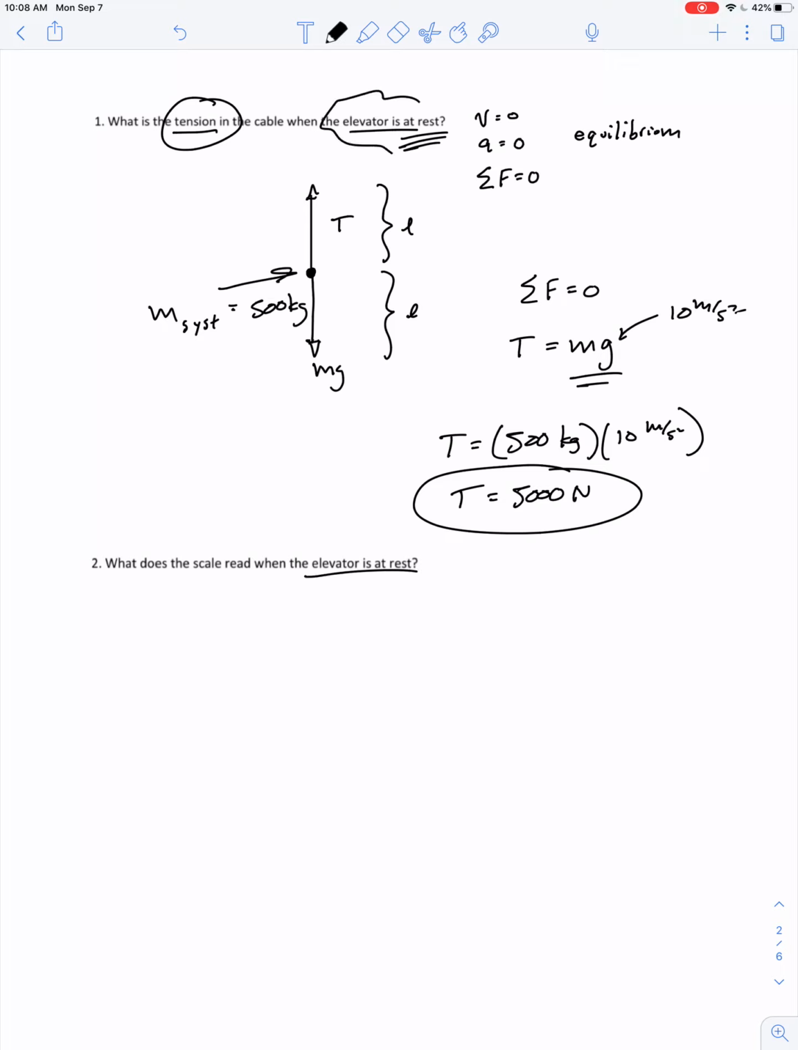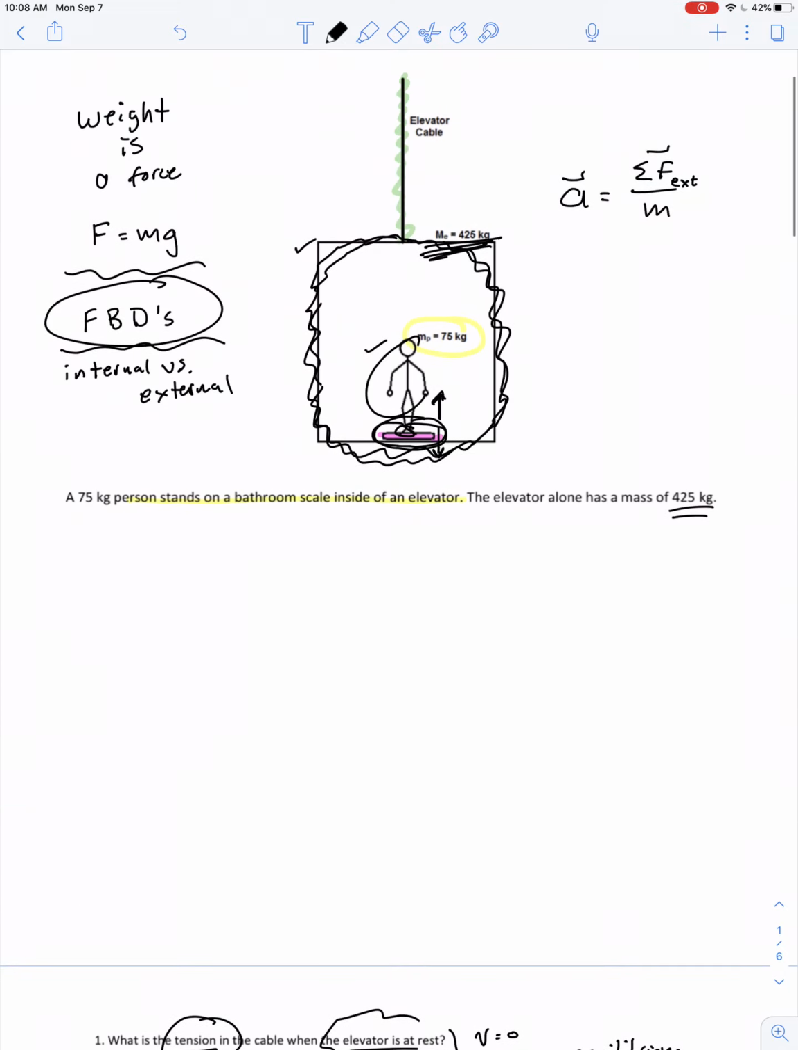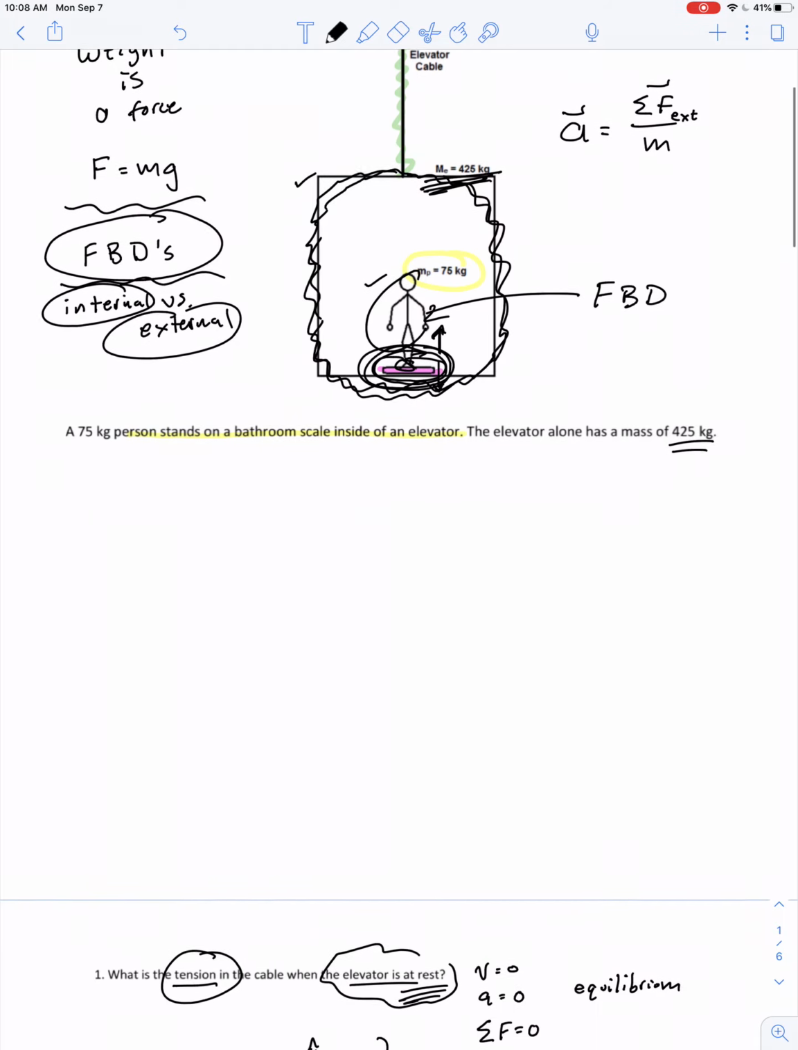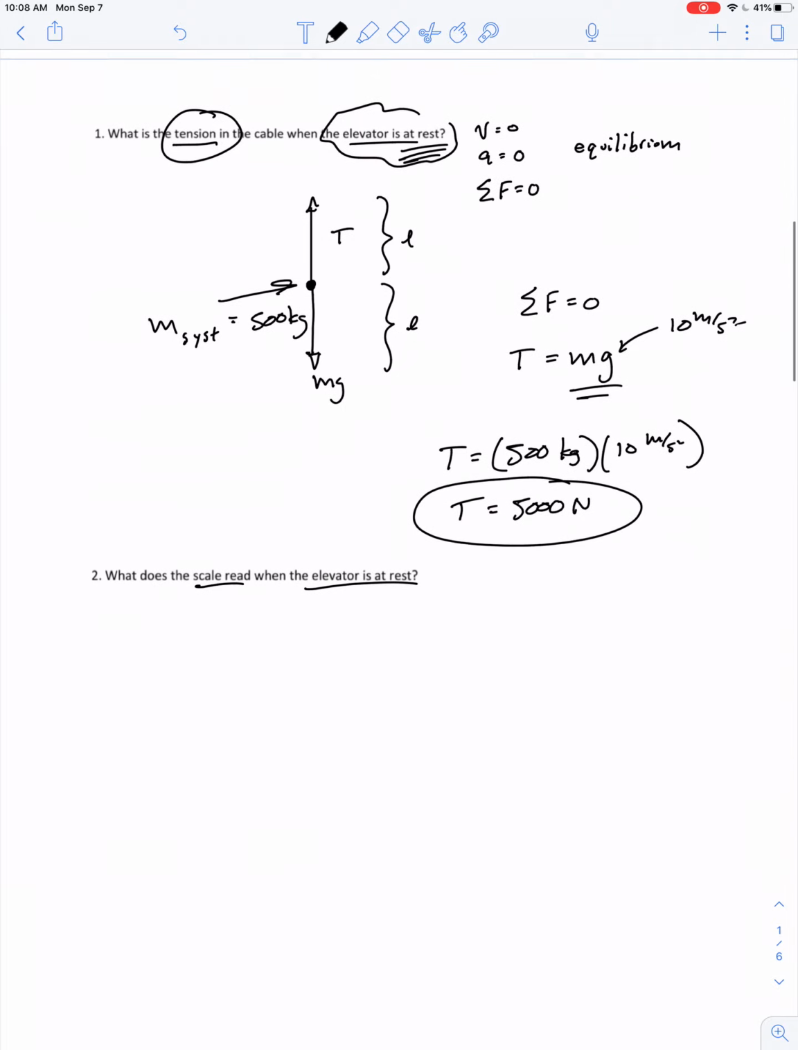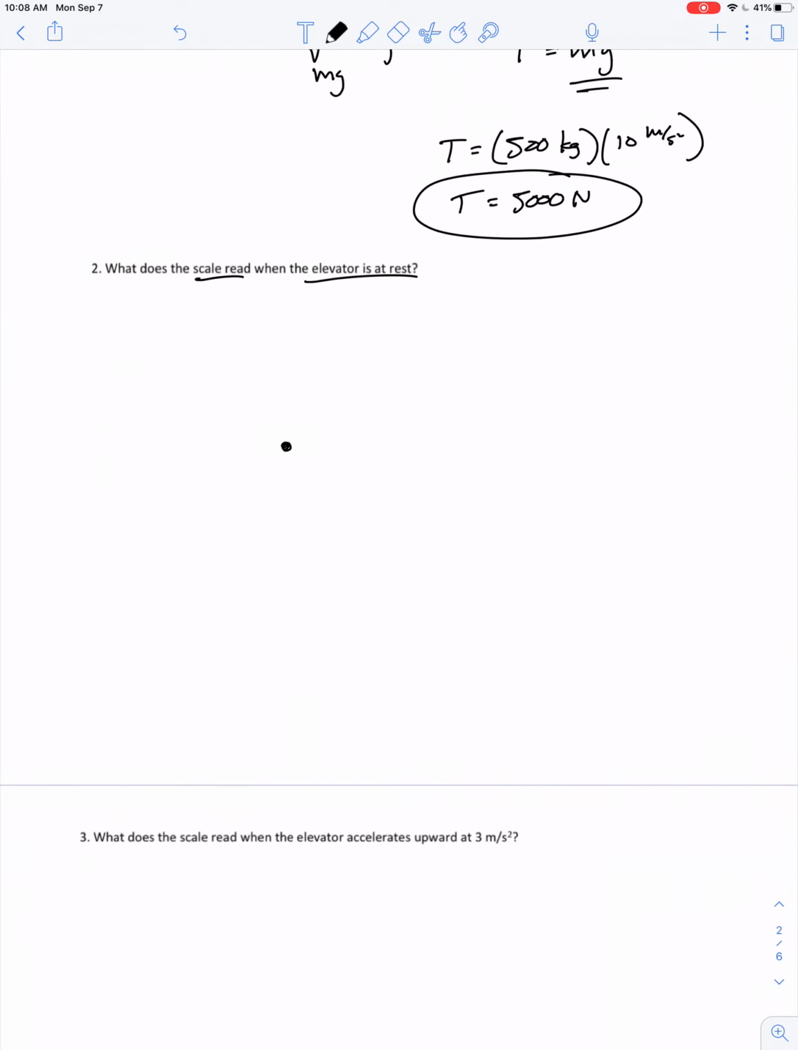What would the scale read if the elevator is at rest? So still talking about the elevator at rest, but now we're being asked what does the scale read? We're not asked what is the tension. And so now I have to consider a case where I change that scale reading from an internal force to an external force. Well, that would be the case if I made a free body diagram just for the person exclusively. Now that scale reading is no longer internal, it's external to the object in question. So we make a dot in every free body diagram. This no longer represents the entire system. This dot now just represents the person by themselves.